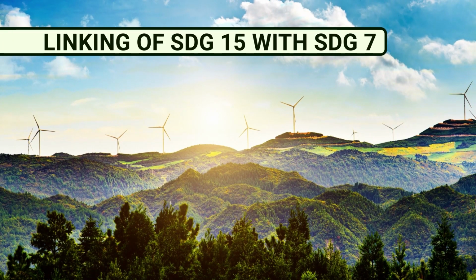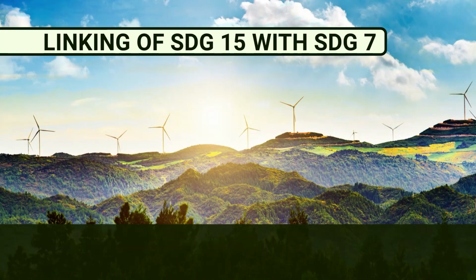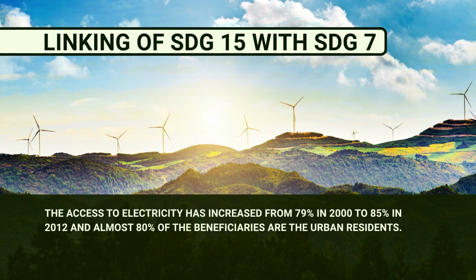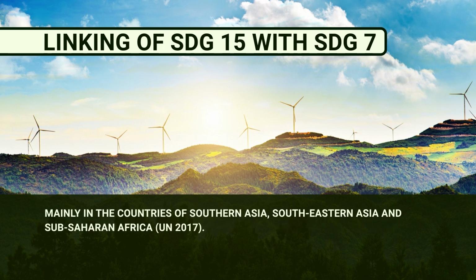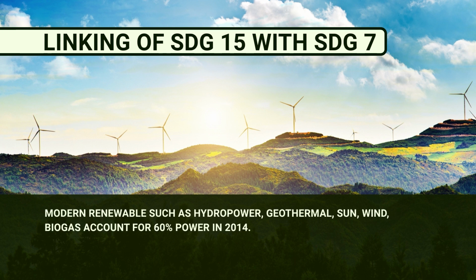Now we talk about the linkage between SDG 15 and SDG 7. If we talk about electricity, throughout the world we can see a pattern that access to electricity has increased from 79% in the year 2000 to 85% in 2012. Urban residents are the major beneficiaries of this access. This major revolution has taken place especially in the countries of Southern Asia, Southeast Asia, and Sub-Saharan Africa. Modern renewable energy sources such as hydropower, geothermal energy, solar energy, wind energy, and biogas formed 60% of power generation in the year 2014.